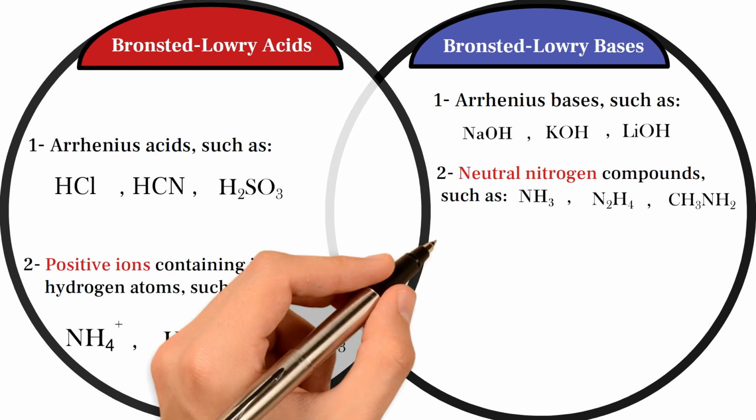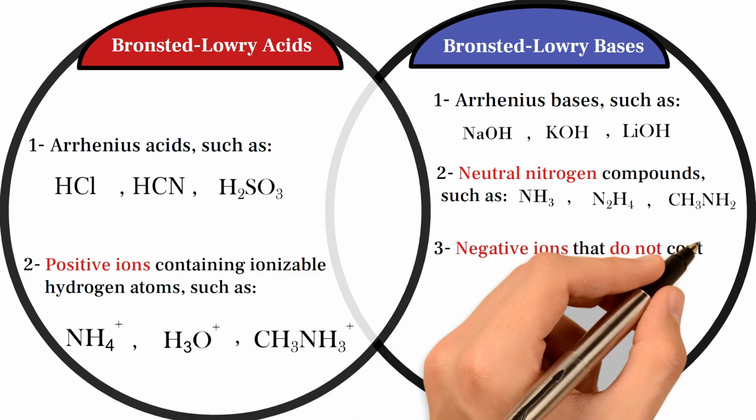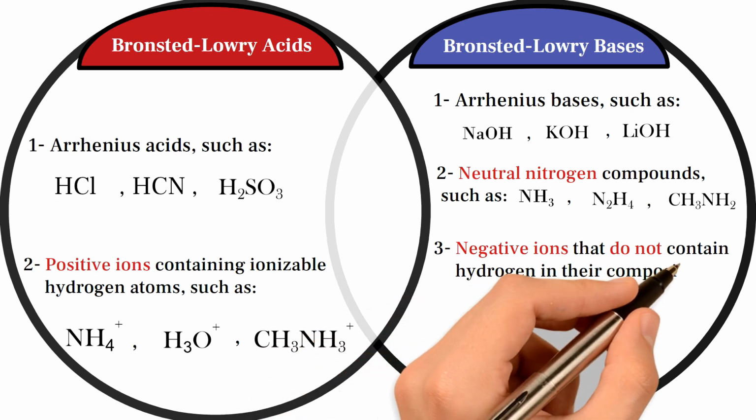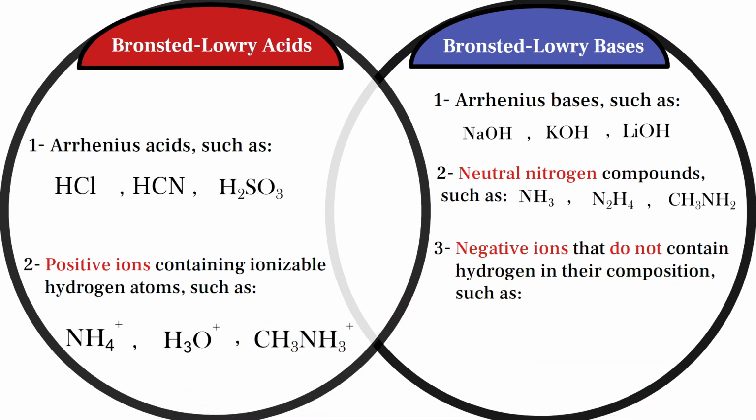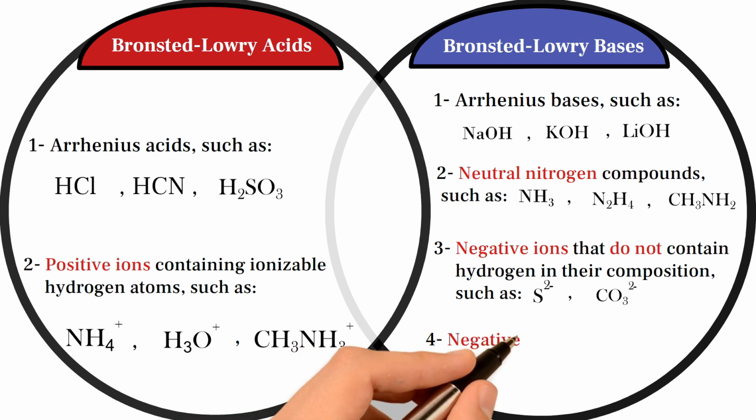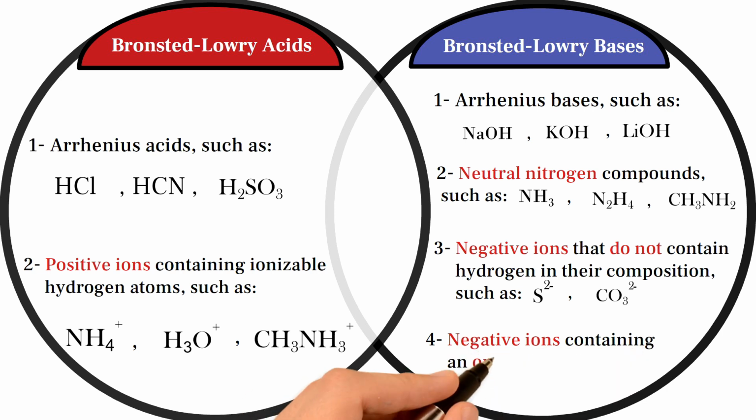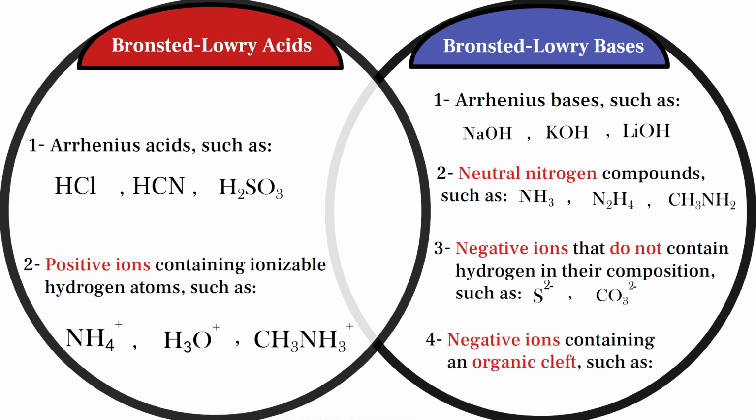Third, negative ions that do not contain hydrogen in their composition, such as S-2 ion and CO3-2 ion. Fourth, negative ions containing an organic group, that is, resulting from the donation of a proton by a carboxylic acid or alcohol, such as CH3COO- and CH3O-.